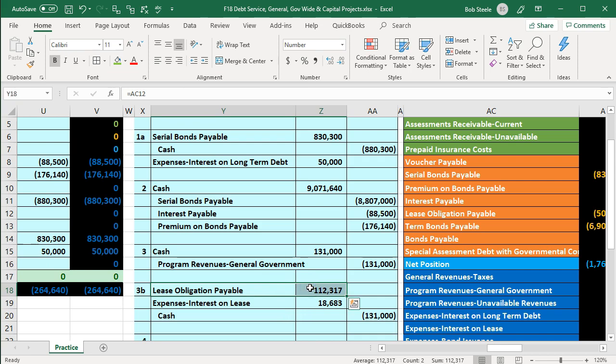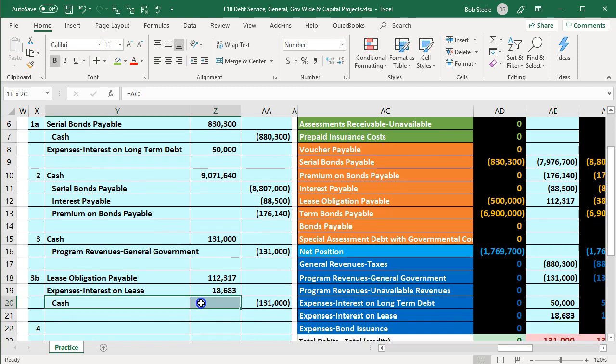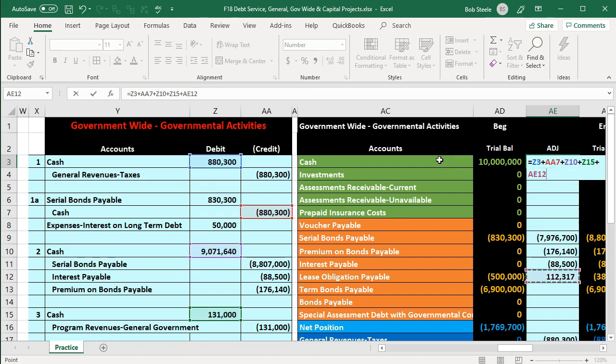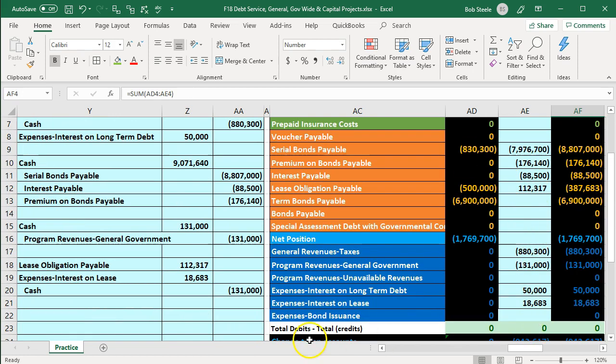So let's go to the lease obligation payable. We'll scroll back up top and say we have the lease obligation payable. We are in cell AE12. We say equals and scroll over to the debit. So decreasing that, and then we have the expenses. So we're going to scroll over to the expenses for the lease. That's going to be down here in AE21 equals, and we'll pick up that debit. And then we have the cash. So that's going to be up top. So we'll be up here in cash. We are in AE3, F2 plus F2, scrolling back down and picking up the cash. And there is that, and then that puts us back in balance.